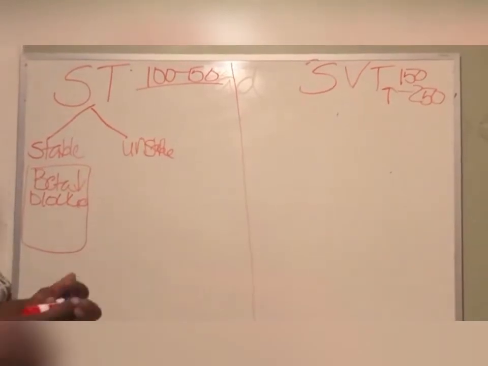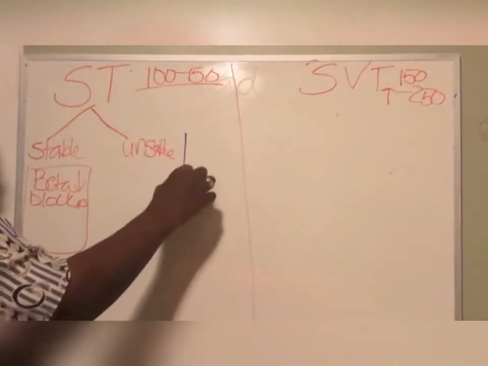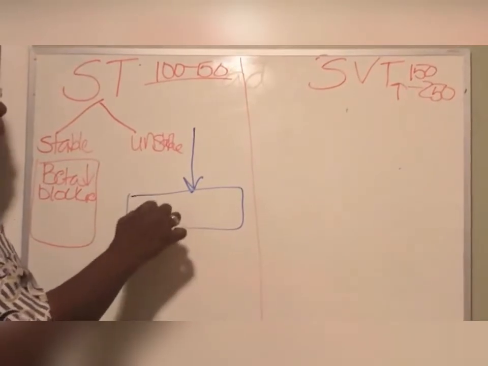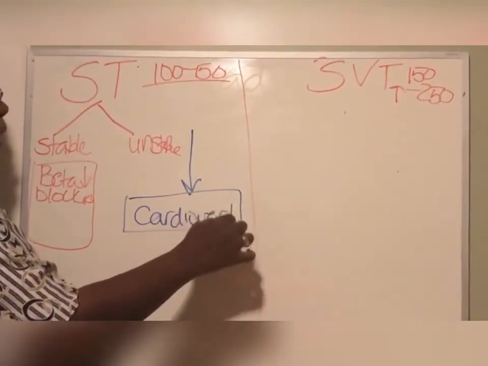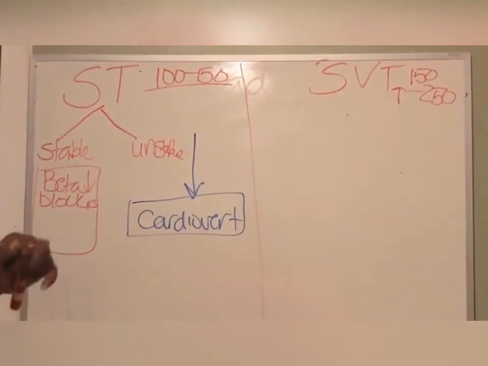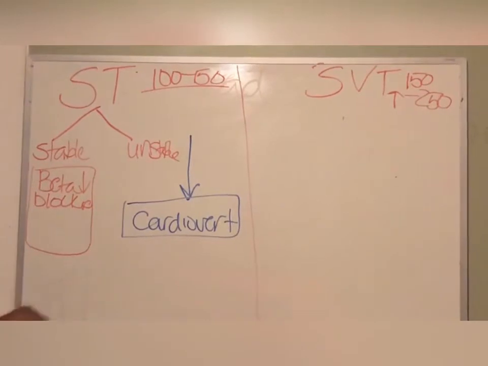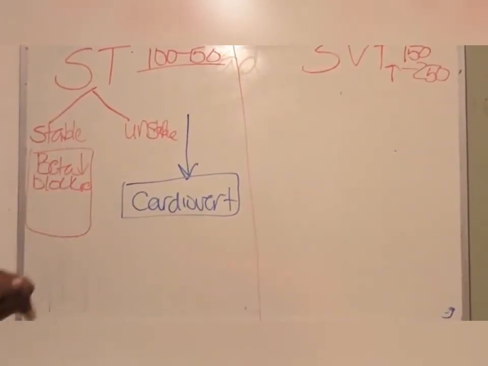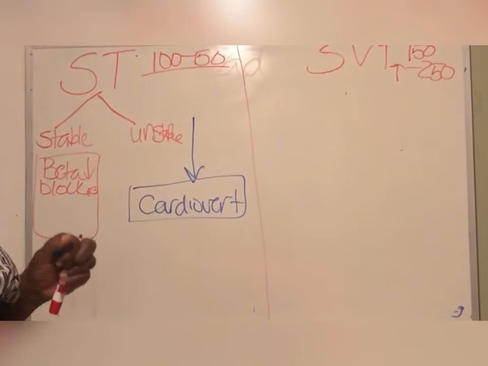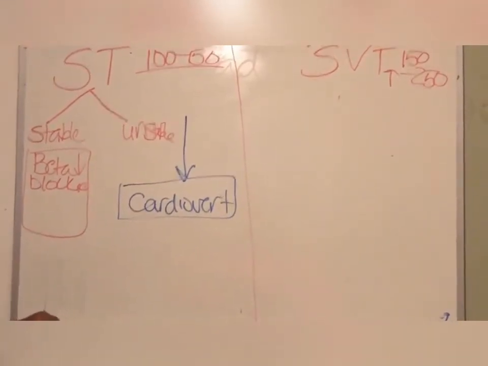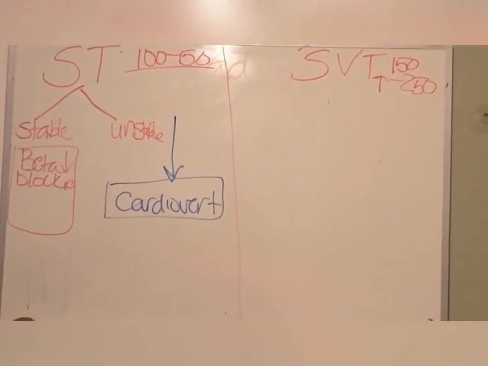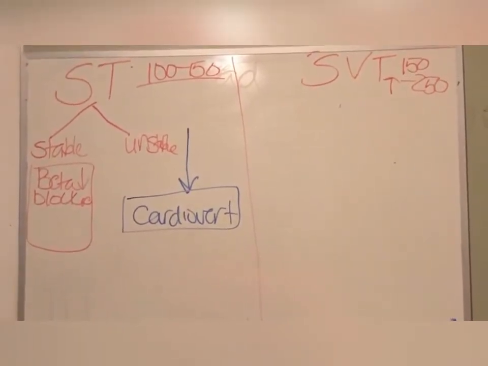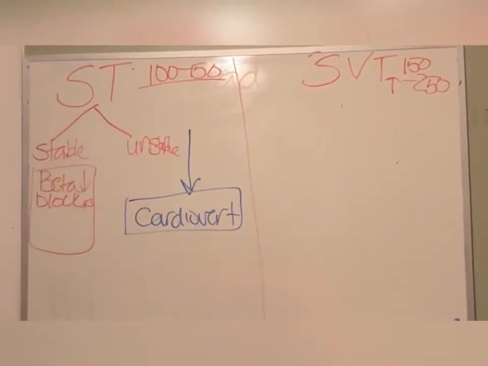The unstable now, let me get my different color marker here. The unstable patient, what do you want to do for him? You want to cardiovert that patient. In your sinus brady, we did transcutaneous pacing. For your sinus tach, we want to cardiovert. On your defibrillator machine, on the crash cart, there is a little dial. The dial switches from defibrillation to cardioversion. So make sure that you're not defibrillating a patient that is unstable sinus tachycardia.